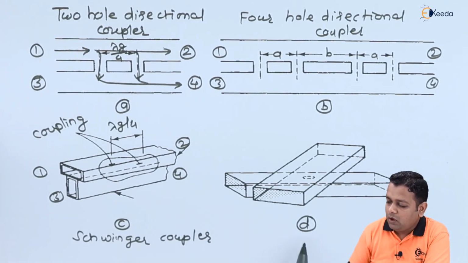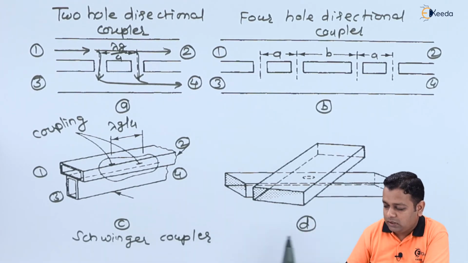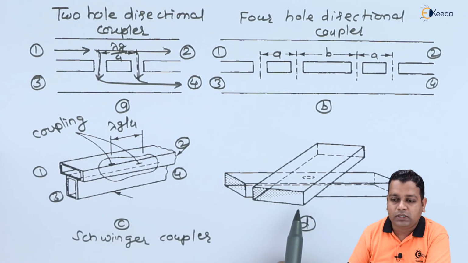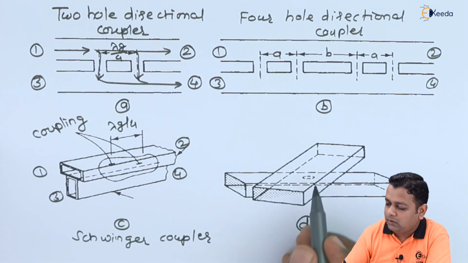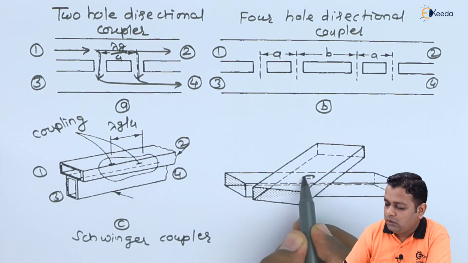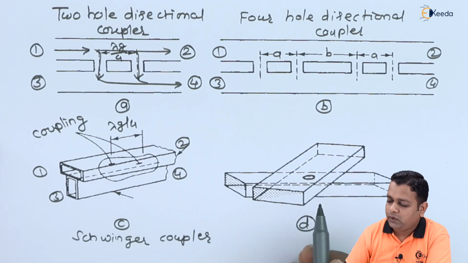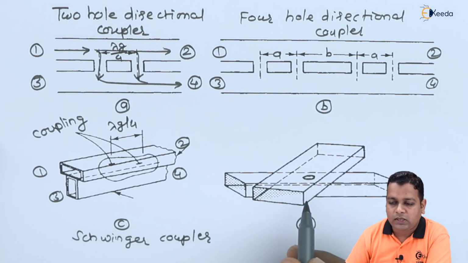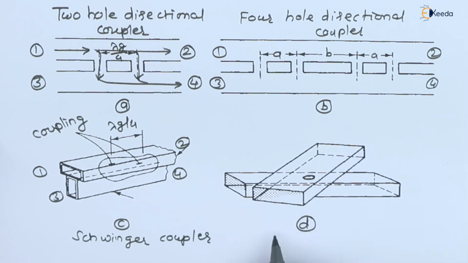Now at last we have part D of the figure. In part D, we have the two waveguides coupled with the help of only one aperture in the common wall between the two waveguides. This is called a Bethe hole directional coupler.